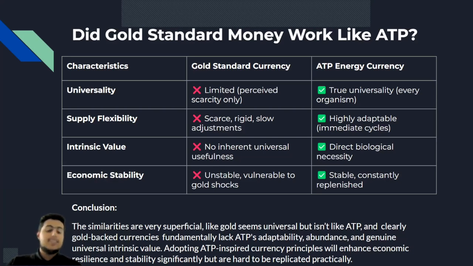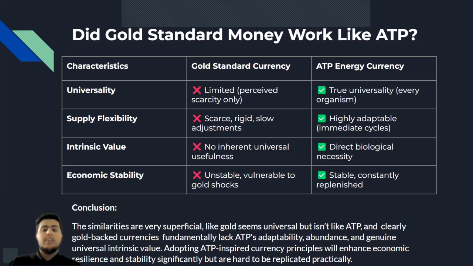Second characteristic is supply flexibility. Gold standard currency is scarce, rigid, with slow adjustments, because you can't really increase or decrease the supply. There are 250,000 tons of gold on Earth, while ATP is unlimited because the energy technically comes from sunlight, and sunlight is virtually unlimited. So if the economy grows, you can't really grow gold more and more.